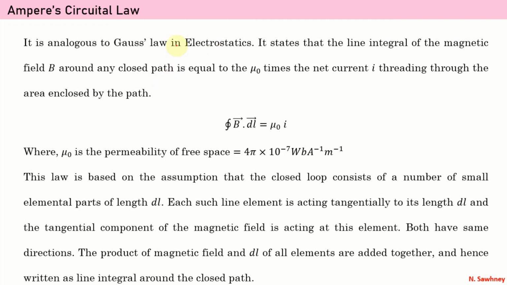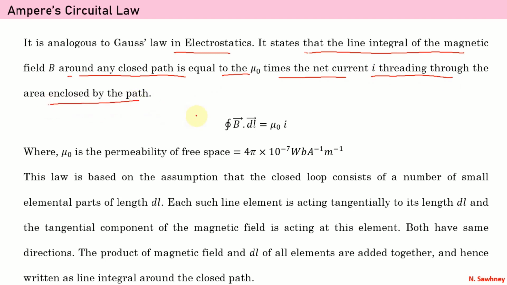It is analogous to Gauss law in electrostatics. It states that line integral of the magnetic field around any closed path is equal to mu naught times the net current threading through the area enclosed by the path, and symbolically it is written as line integral of B dot dl is equal to mu naught I, where mu naught is the permeability of free space, that is 4 pi into 10 raised to the power minus 7 Weber per ampere per meter.